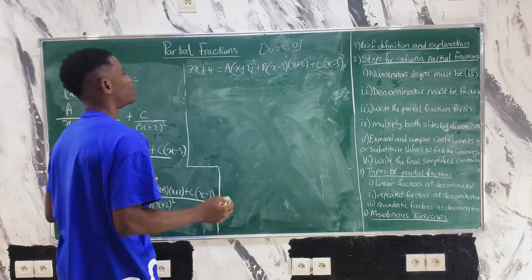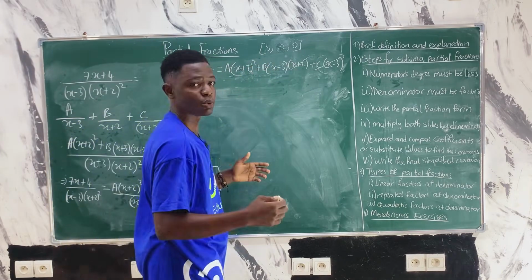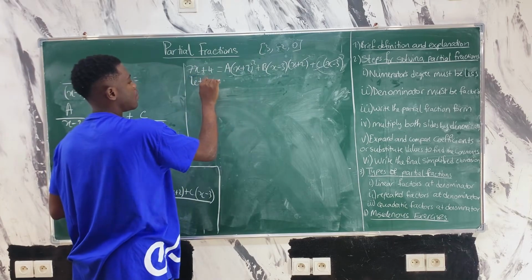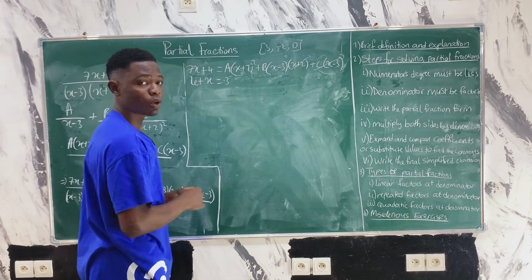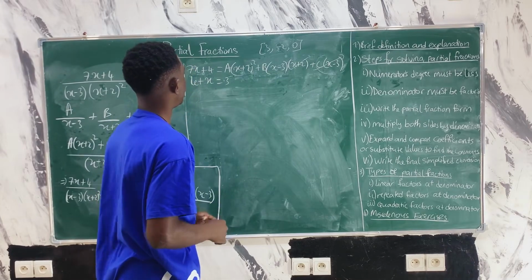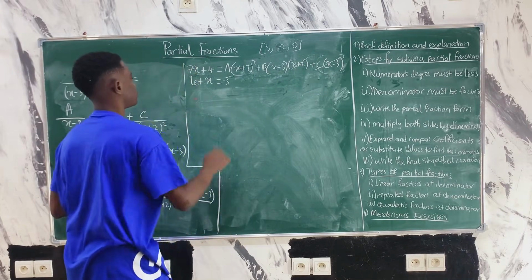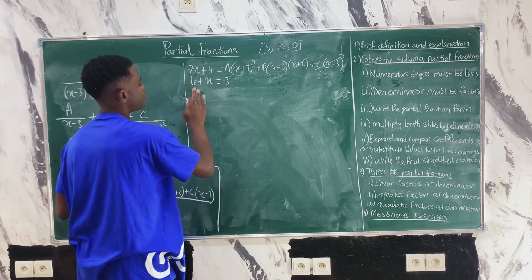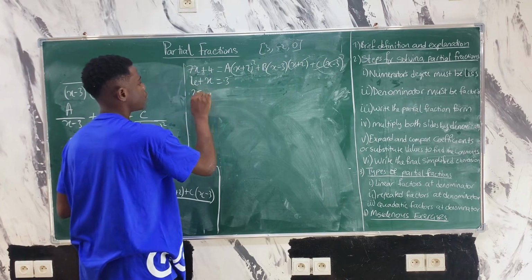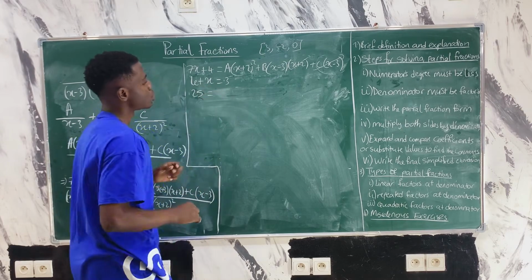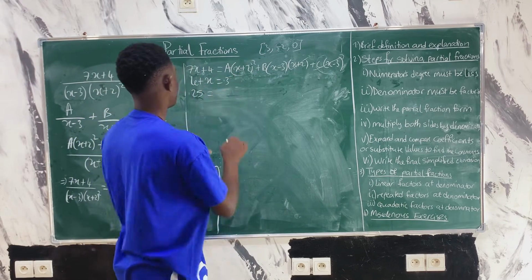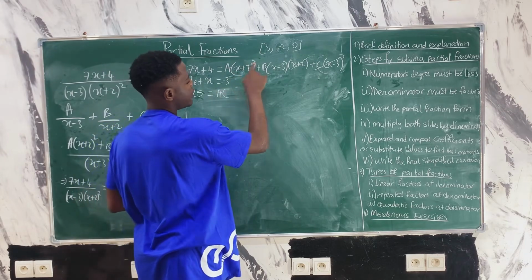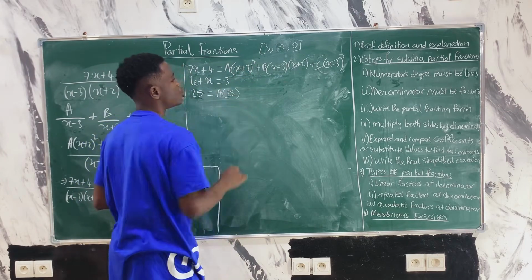So let's start with the first one. We can start with any one, it will be the same. So I choose to start with 3. If I let x be equal to 3, I'll substitute 3 here. So I'll have 7 times 3, which is 21, plus 4 is 25. I'll just write 25, is equal to, if I put 3 here, 3 plus 2 is 5. 5 squared is 25.